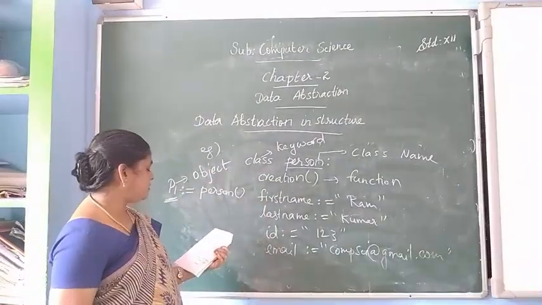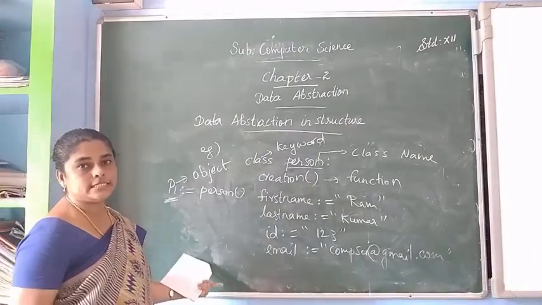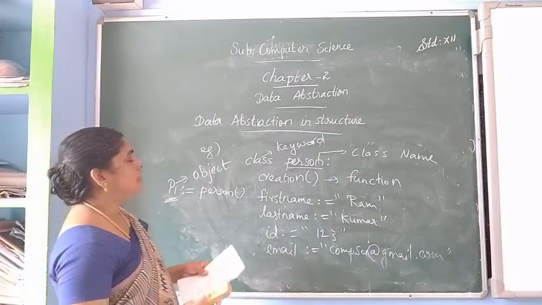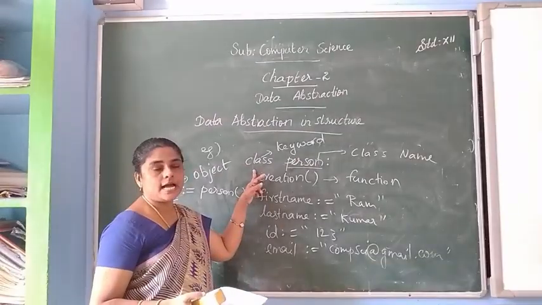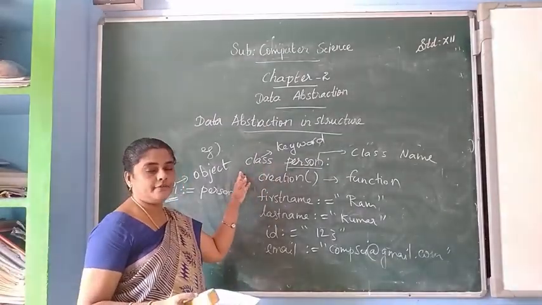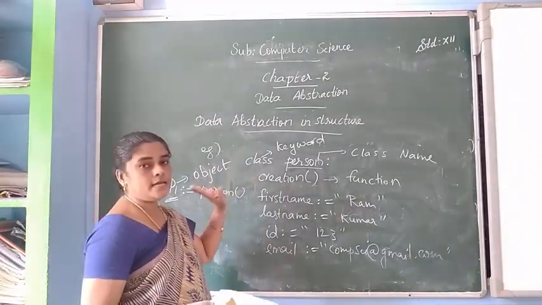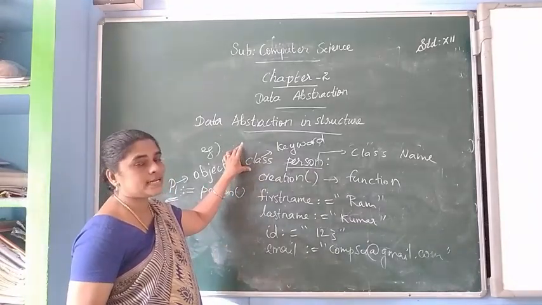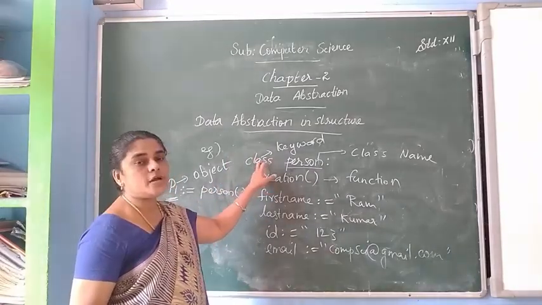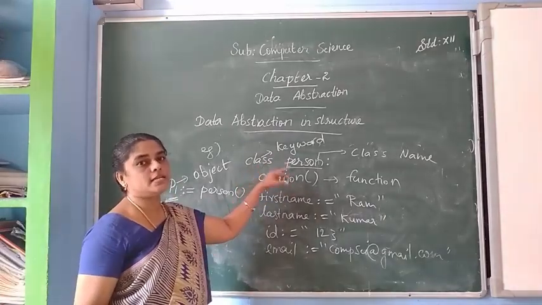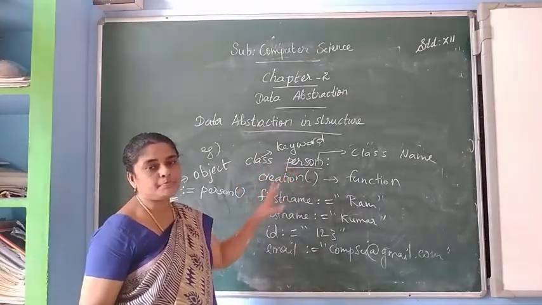Once more I am saying how the abstraction is used in this structure. See this example, we are using class. Class means every program in Python or in C++ is a class. So class is the keyword. Then after the class we have to give the class name. For this class we are giving one name. That name is known as person.